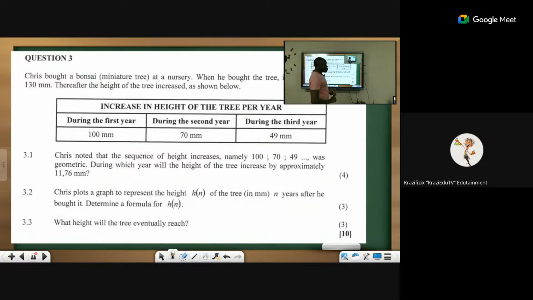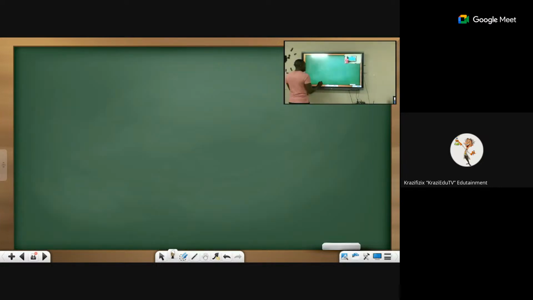Remember, this is an exponential graph, by the way. In n years after you bought the tree, calculate the formula for h_n. What are we talking about? The height of the tree. Since the tree grows geometrically, what are we looking for? Height. I'll tell you where you're likely to forget something. Height after what? n years.